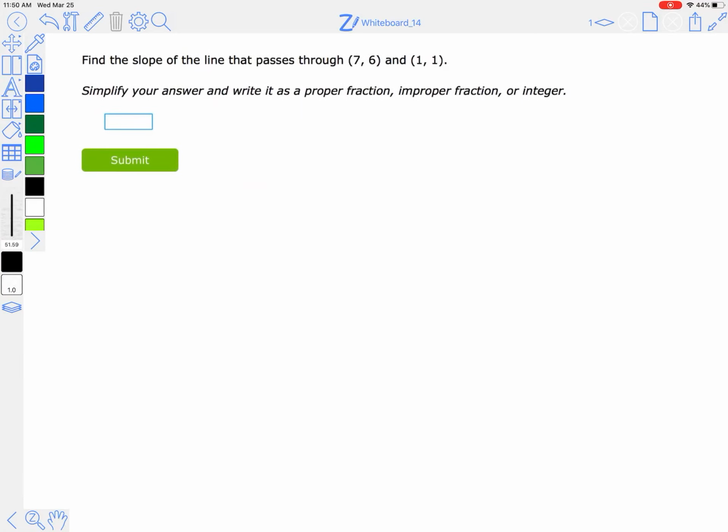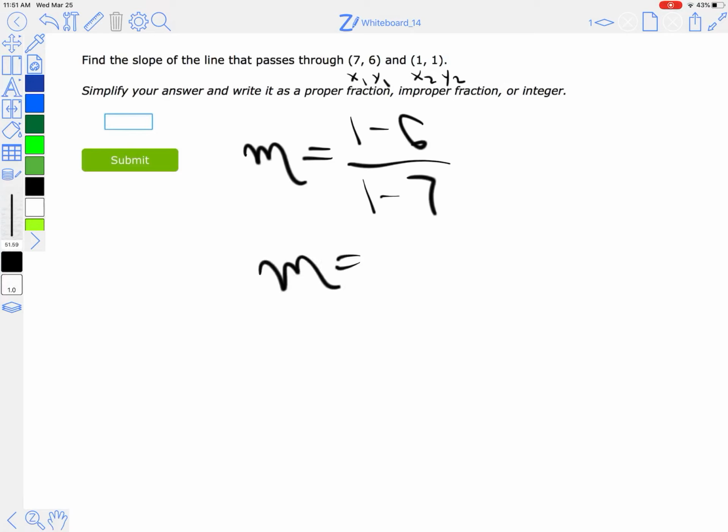And we'll do one more of these here. Find the slope that goes through this. Again, same way. x1, y1, x2, y2. Do the math. y2 is 1, minus y1 is 6, over x2 is 1, minus x1 is 7. Now this one looks like I'm going to end up with a couple of negatives here, because 1 minus 6 on top leaves me with negative 5. 1 minus 7 on the bottom leaves me with negative 6.